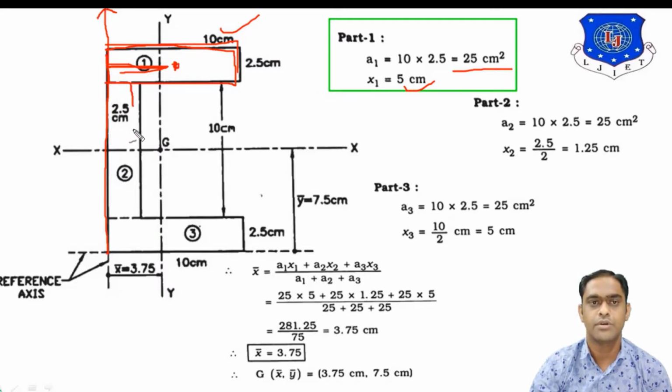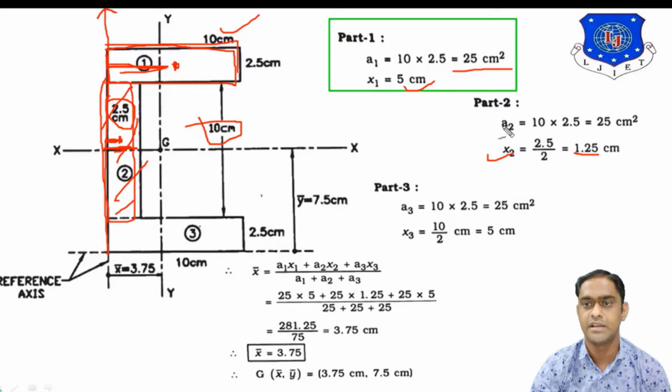Now, concentrate on part 2. In part 2, width is 2.5 centimeter. So, center of gravity will be over here at the center. From y-axis, this center of gravity will be half of this 2.5. Okay, so it will be 2.5 by 2, 1.25 centimeter. And area of this rectangle will be 2.5 into this 10 height. So, answer will be 25 centimeter square.